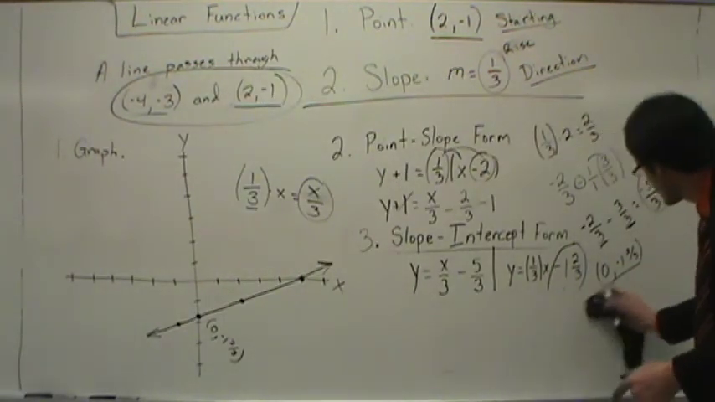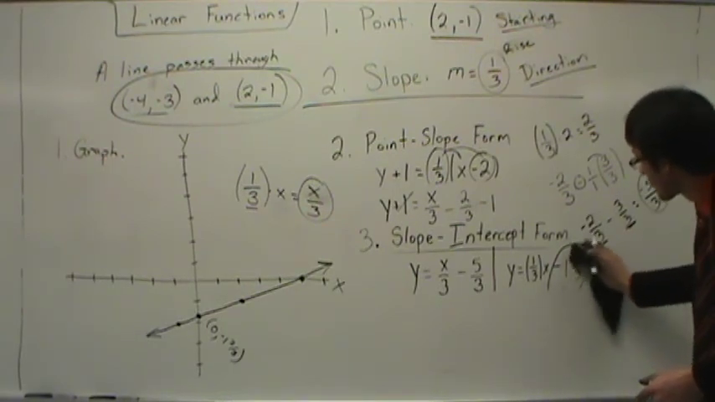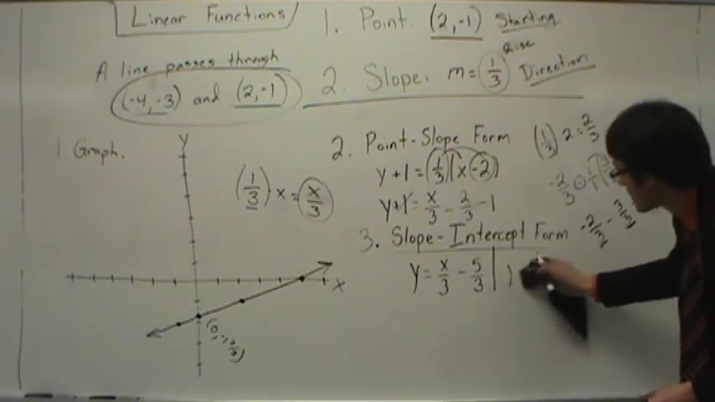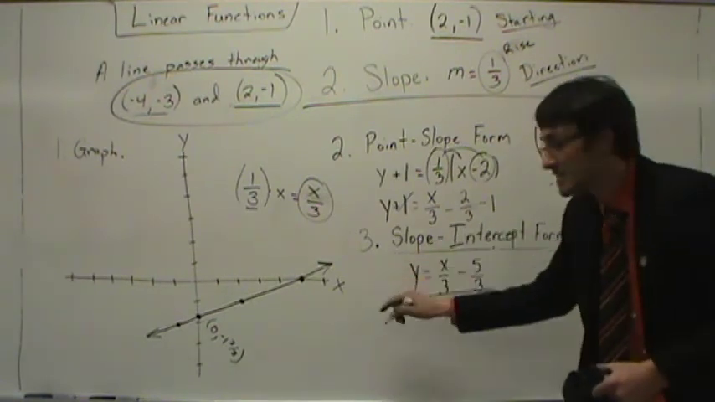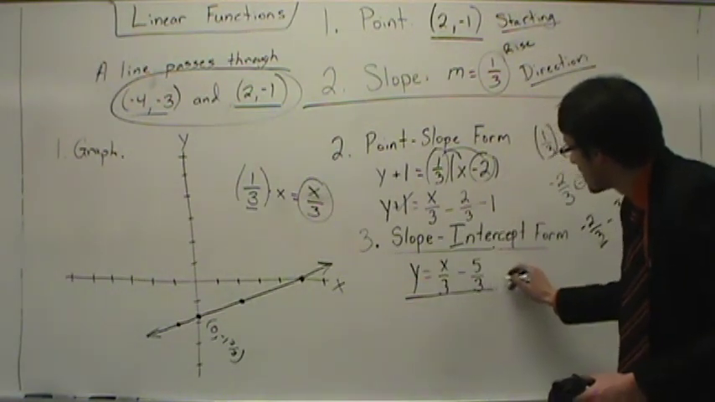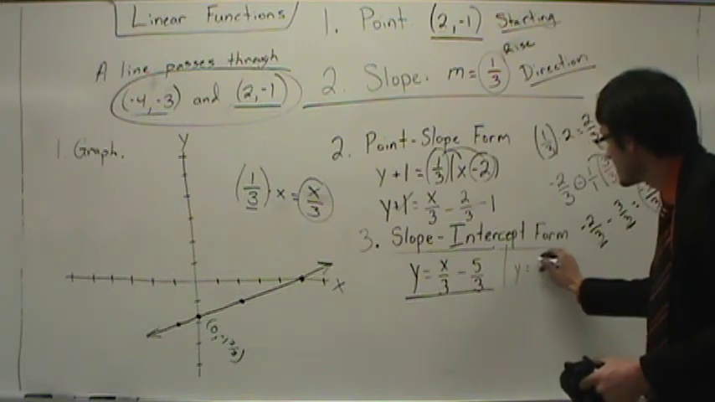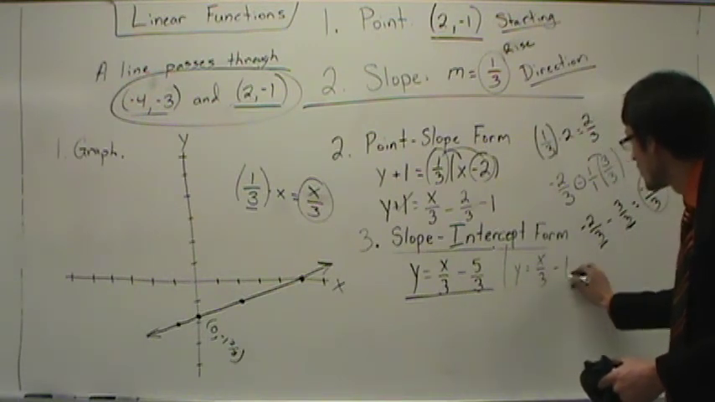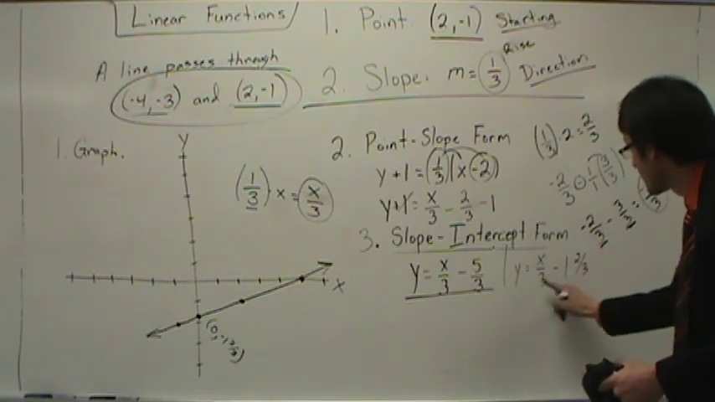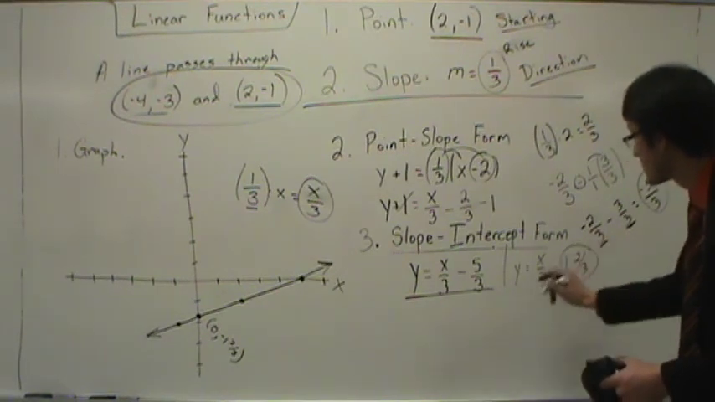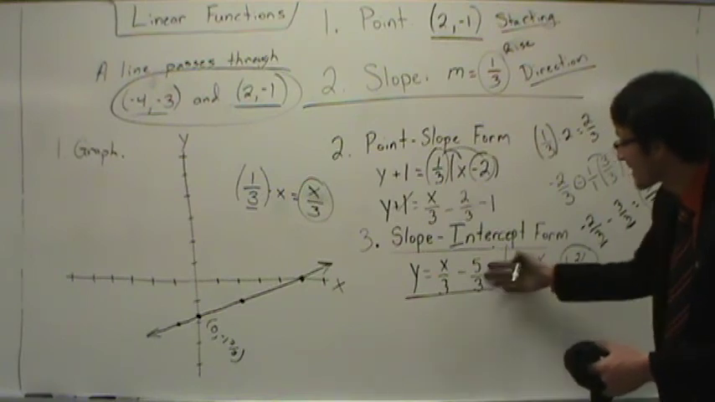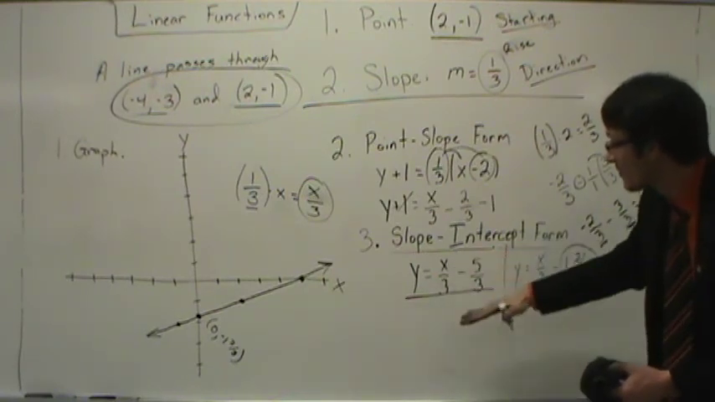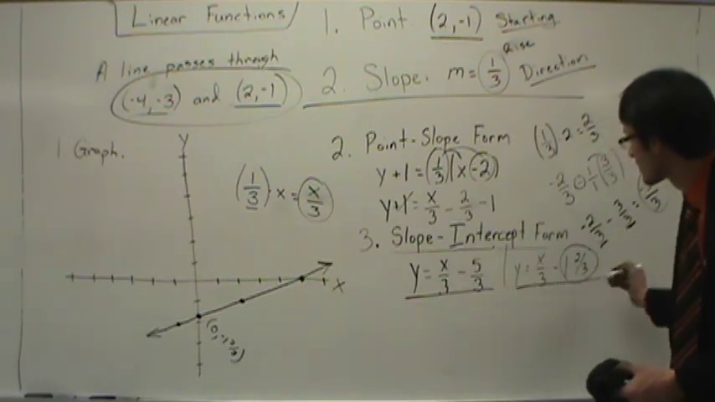Now, I'm going to erase this. The negative 5 thirds is more useful when you convert to standard form. The y equals x over 3 minus 1 and 2 thirds is better when graphing. The mixed number is better when graphing, but the 5 over 3 is better when converting. So improper fractions are more useful when converting from one form to another. I guess you can leave this up here.